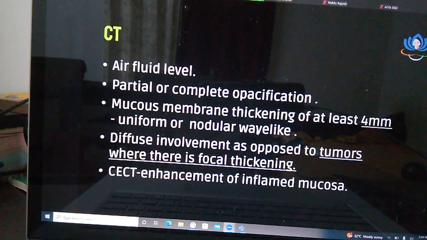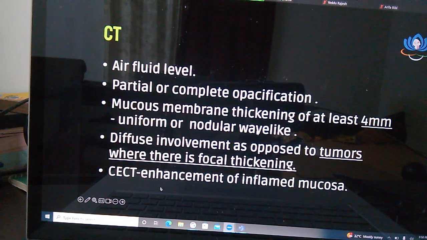If we examine these patients endoscopically into the sinuses, what we see is nodular wave-like thickening, and there will be a diffuse involvement as opposed to tumors where there is focal thickening. So this is one striking feature in sinusitis: whichever sinus is involved, the entire sinus wall will have a diffuse thickening. This is characteristic. Whereas in tumor, only focal thickening will be there.